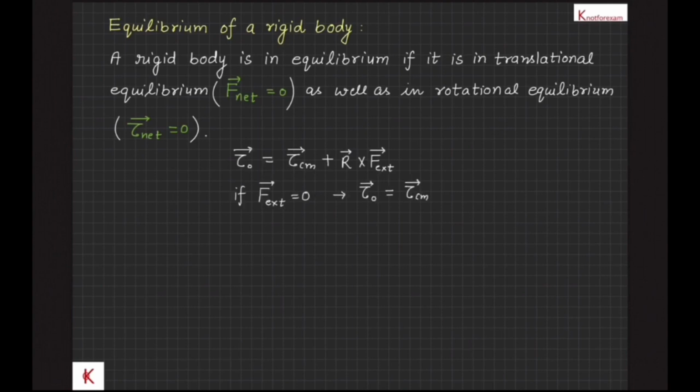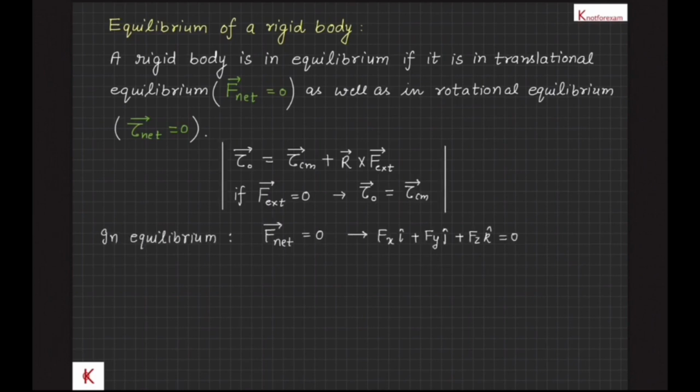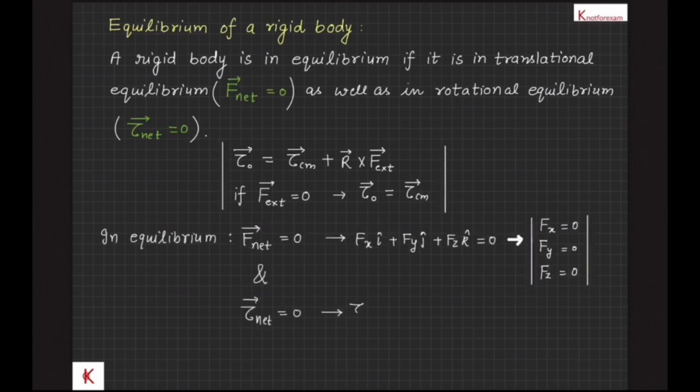In equilibrium, F net vector is 0, therefore its components Fx, Fy and Fz are 0. And in equilibrium, τ net vector is also 0 about any point. Therefore, τx is 0, τy is 0 and τz is 0 about any point.